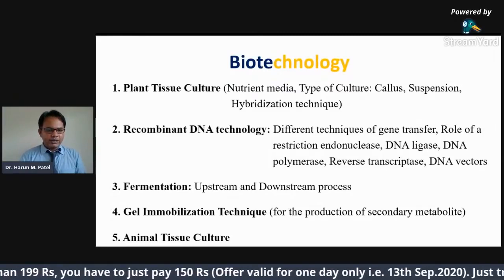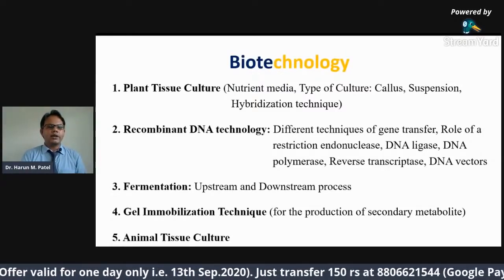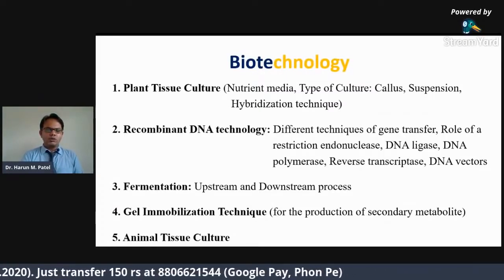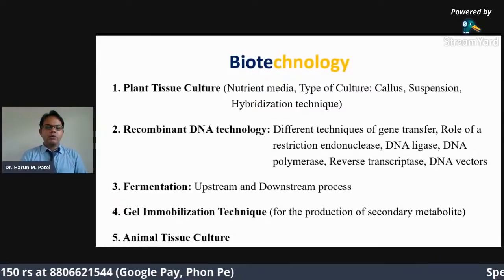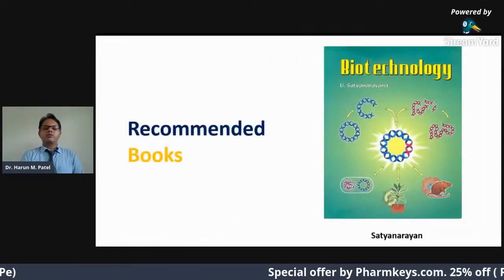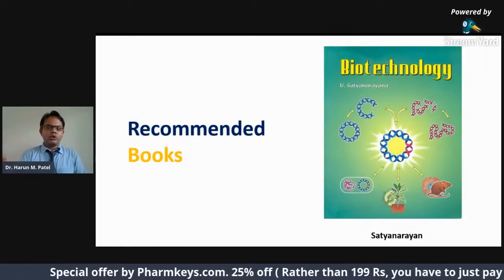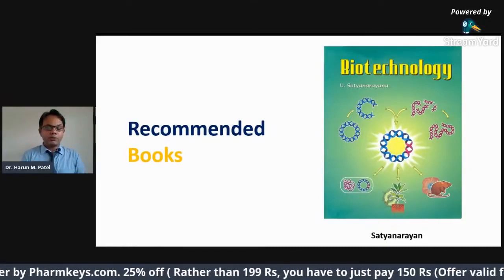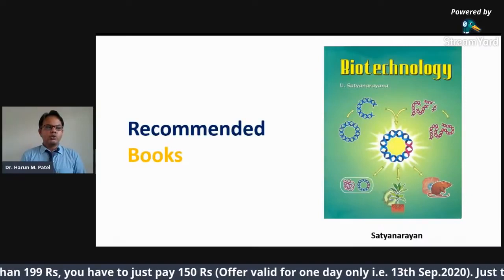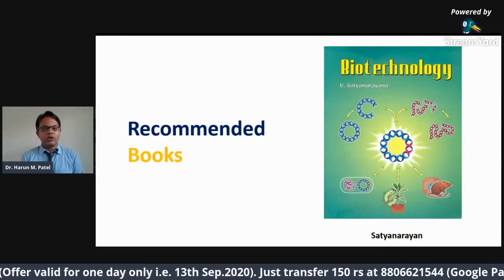And I'll have to revise again, I'll have to repeat again. If you're from the moderate category, you must focus on plant tissue culture and recombinant DNA technology. And if you're planning for the all India ranking, you must focus on fermentation and gel immobilization types of chapters. The recommended book for biotechnology is Satyanarayana. There are two kinds of Satyanarayana books: biochemistry by Satyanarayana and biotechnology by Satyanarayana. These are the two most important books which one can read for biochemistry as well as for biotechnology.